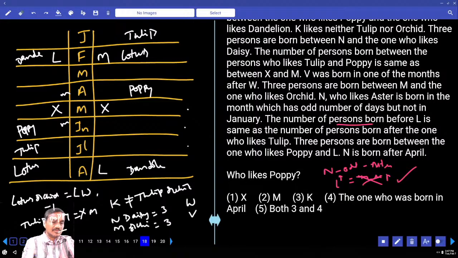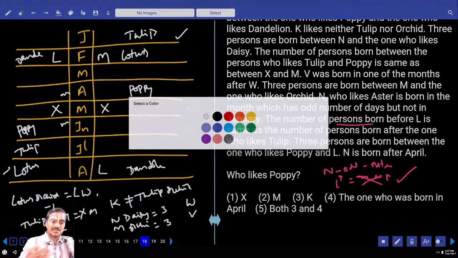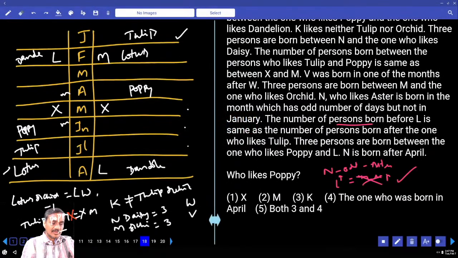M is here. Now in this case M is fixed. Here there are 2 possibilities for this M. Right? So what do we do? Let us fix this one. We will come to it. And tulip and X and M we have done with this information. That is done. Next one, lotus and orchid. We don't know L and W yet.